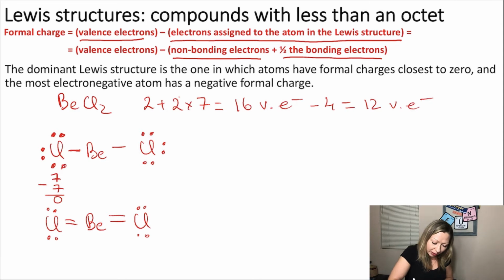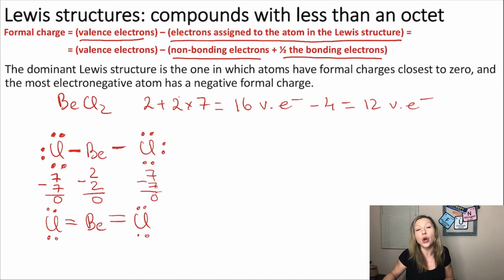For beryllium, the number of valence electrons is 2 minus these 2 sticks around it. So that's going to be a 0. And for the other chlorine, it's 7 minus 7 again, which is going to give us a formal charge of 0. Now, what happens with the other structure? There we are going to have 7 valence electrons for chlorine again, minus 1, 2, 3, 4, 5, 6.